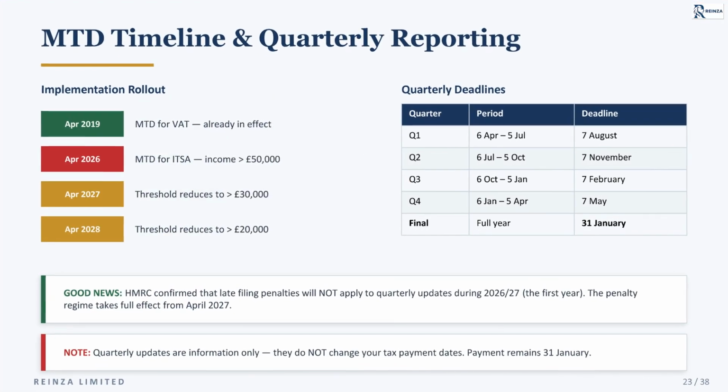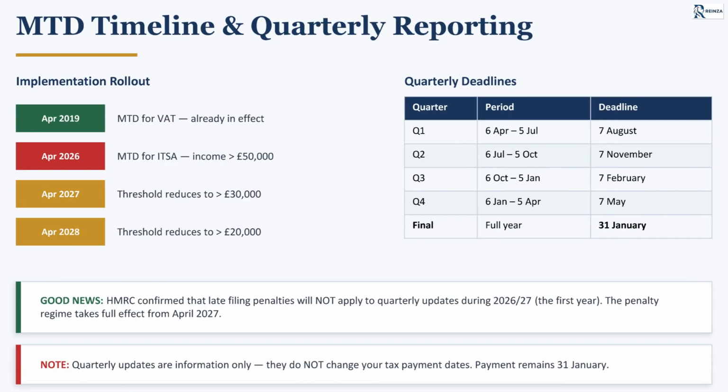Let me walk you through the implementation timeline. MTD for VAT has been in effect since April 2019. If you are VAT registered, you should already be complying with this. The big change is MTD for income tax self-assessment, which launches in April 2026. This initially applies to self-employed individuals and landlords with income above £50,000. From April 2027, the threshold drops to income above £30,000. And from April 2028, it drops further to income above £20,000.